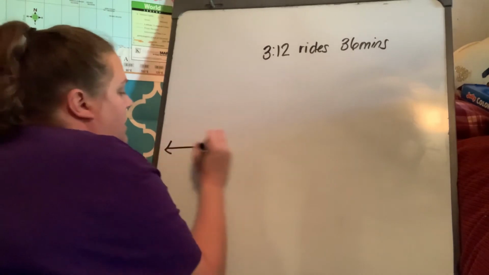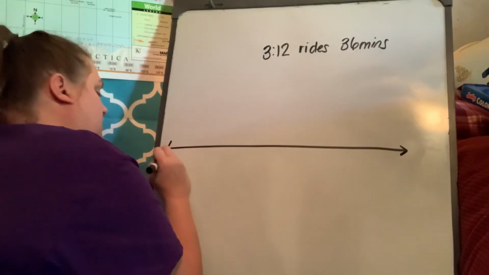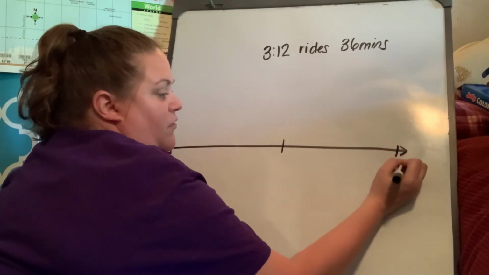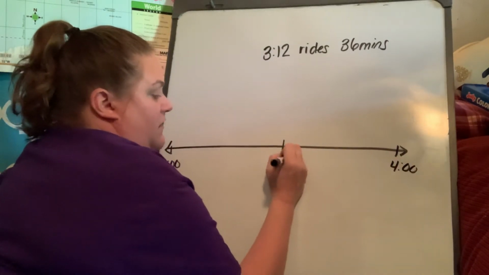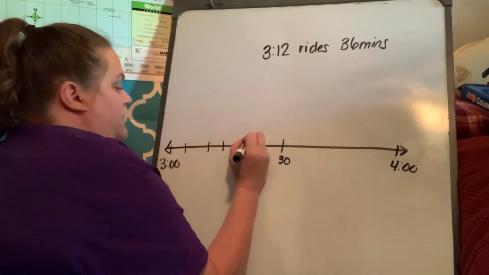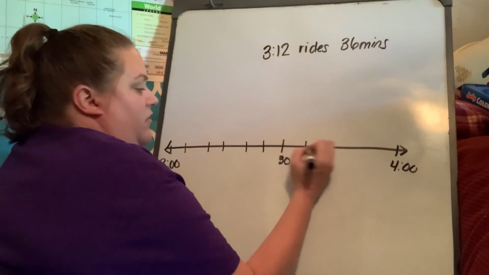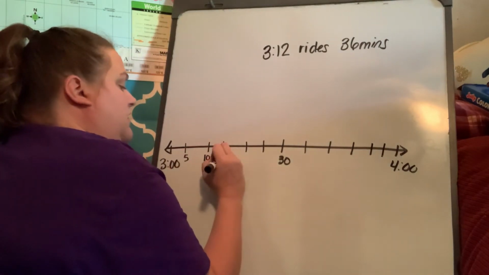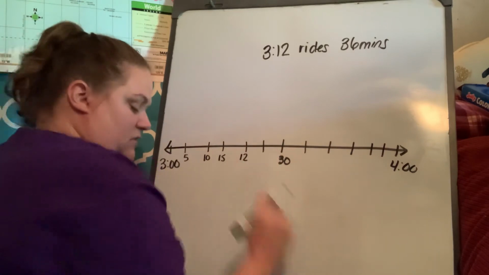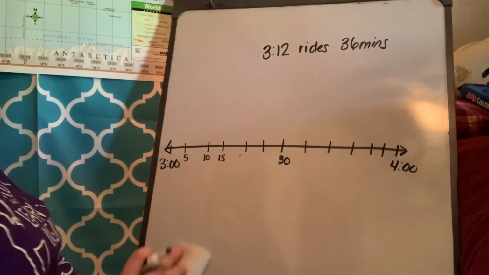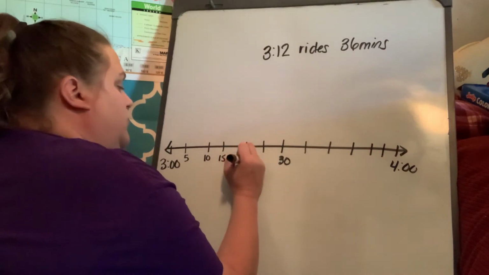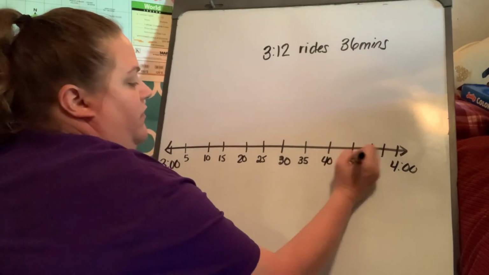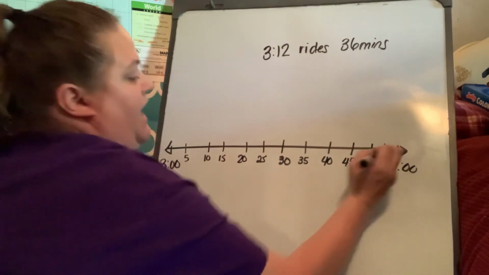So I'm going to draw my number line. 3:12 means we're going to start at 3 o'clock, middle line, and then end at 4. That's 30. So we're going to do 5, 10, 15, 20, 25, 30, 35, 40, 45, 50, 55. Whoops, that's 12. 15, 20, 25, 30, 35, 40, 45, 50, 55.